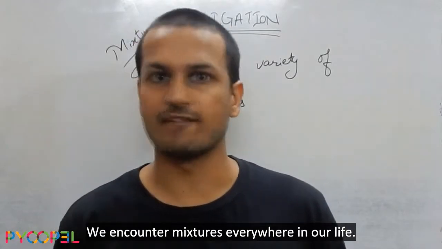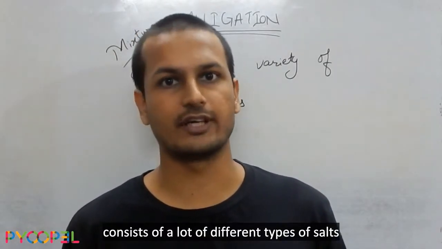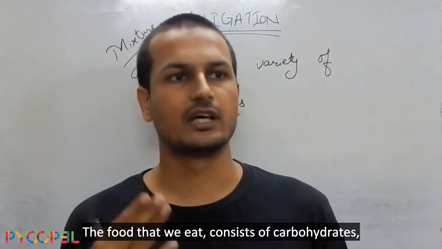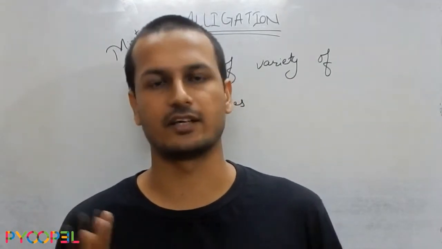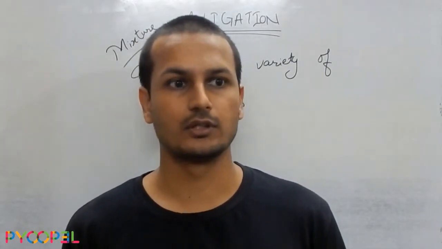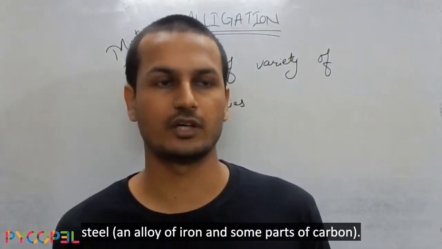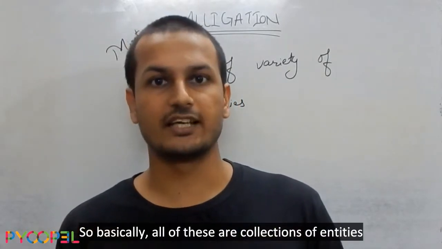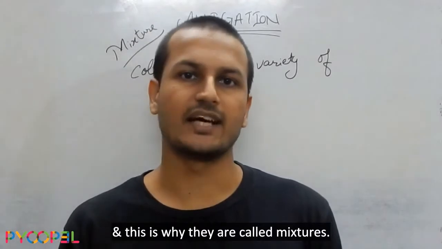Now, we encounter mixtures everywhere in our life. For example, the water that we drink consists of a lot of different types of salts. The food that we eat consists of carbohydrates, fats, minerals, vitamins, proteins, fiber, etc. The metals that we use are normally not 100% pure. We have used a lot of alloys in our life, like steel. Steel is an alloy of iron and just some parts of carbon. So basically, all of these are collections of various entities. This is why they're called mixtures.